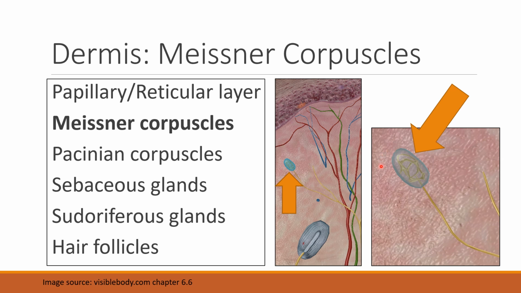So when you're looking at Visible Body, these Meissner corpuscles have this little structure here. They're a little bit smaller compared to these Pacinian corpuscles. You can see this yellow fiber, that's the nerve, and there's this little bundle of nerve tissue inside of that, right? Compare that to these Pacinian ones, which look more layered, like an onion would.